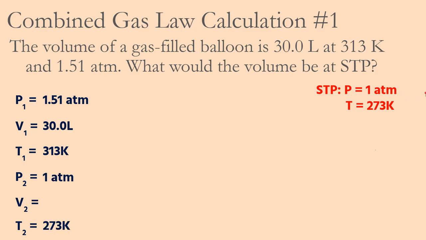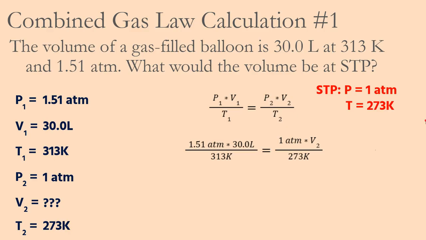I'll plug those in, and because I don't know my final volume, I'll put it down as some question marks, because that's what I'm looking for. Now I'll set up my equation, my combined gas law. I'll plug in those values that I know, leaving V2 as a variable, because I don't know it, I'm trying to solve for it.